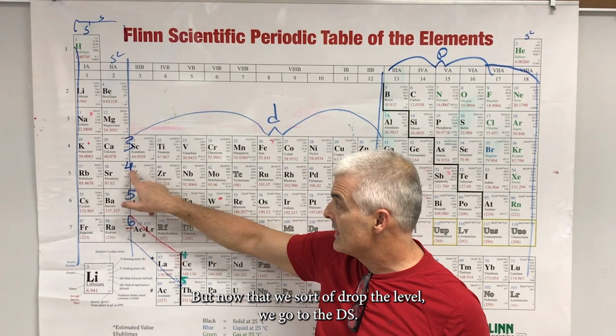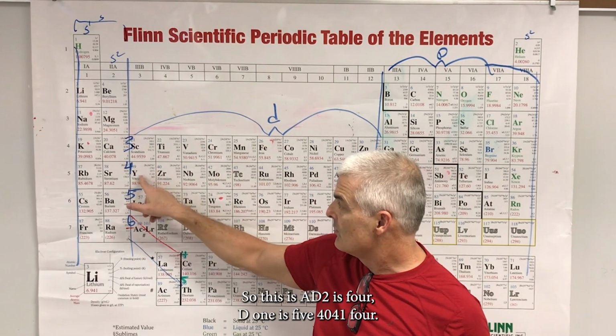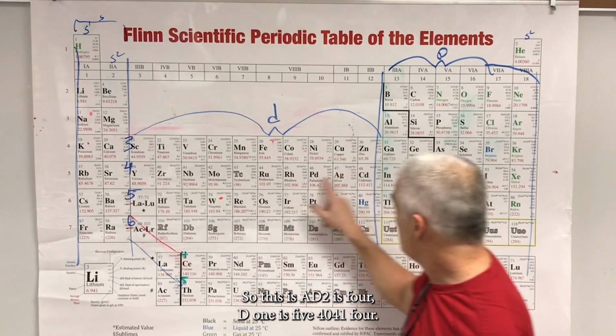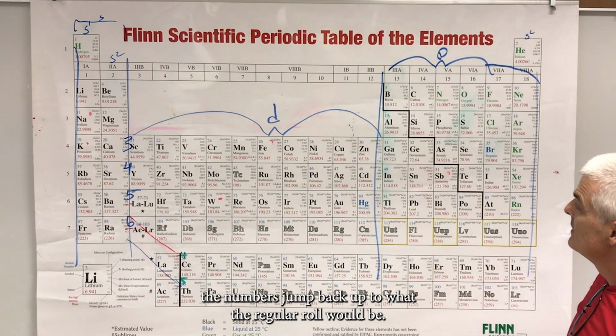5s1, 5s2. But now that we sort of drop a level, we go to the D's. So this is a D, so it's 4d1. It's not 5, but 4d. 4d1, up to 4d10. Now remind yourselves, when you hit the p's again, the numbers jump back up to what the regular row would be.